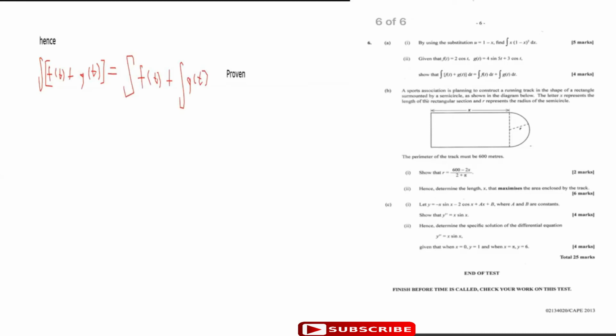The next part of the question says, a sports association is planning to construct a running track in the shape of a rectangle surmounted by a semicircle, as shown in the diagram below. The letter X represents the length of the rectangle and R represents the radius of the semicircle. And the perimeter of the track is 600. Show that R is 600 minus 2x over 2 plus pi. So let's do this question now.